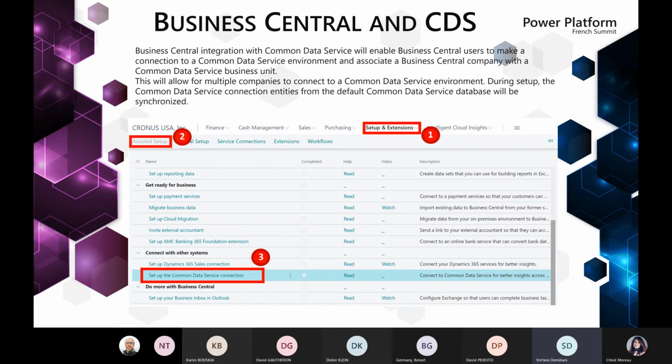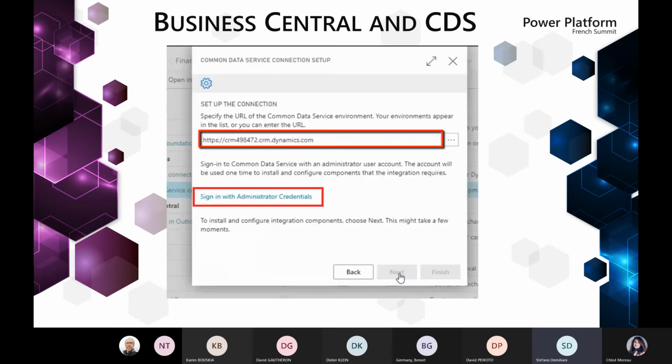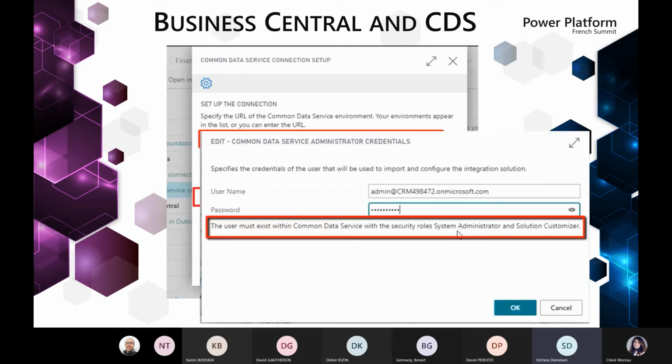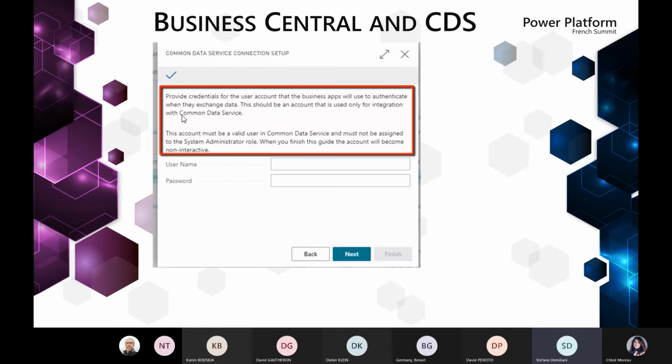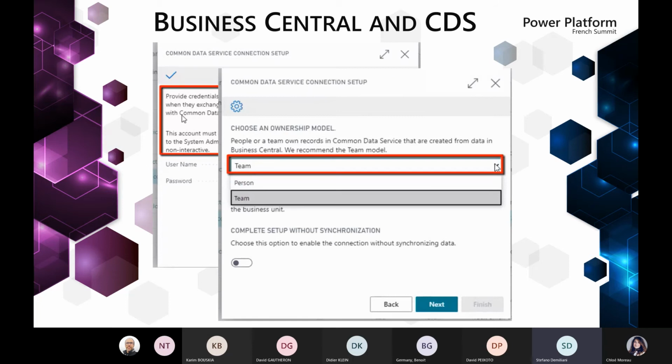So in the assisted setup in Business Central, you have a new setup available. This is called Setup Common Data Service Connection. When you execute this, you need to specify your URL of the CDS environment, and you need to sign in with a user that has the permission as security role administrator of your CDS environment. When connected, you need to provide credentials for the user account that is used for synchronizing entities.